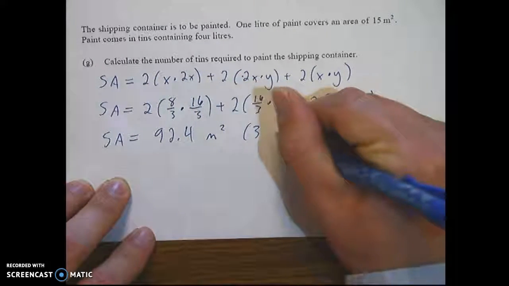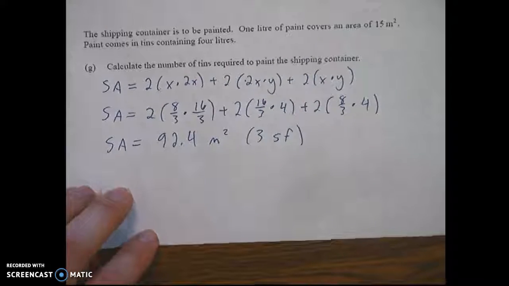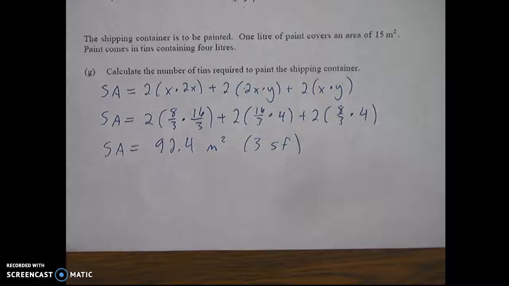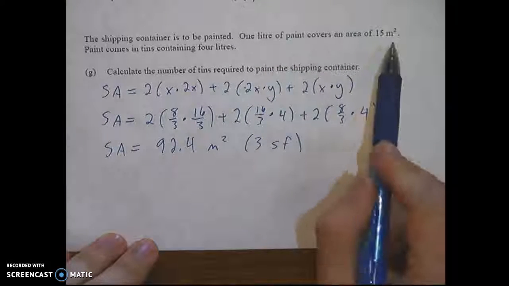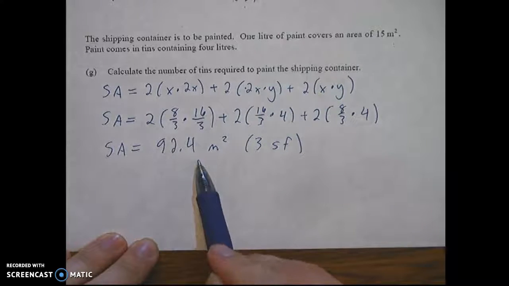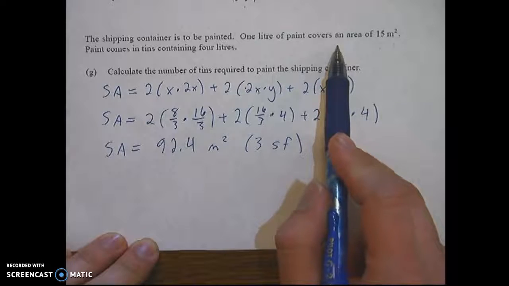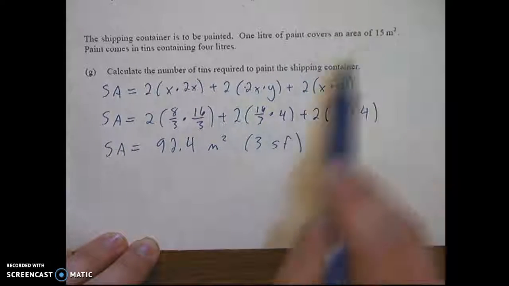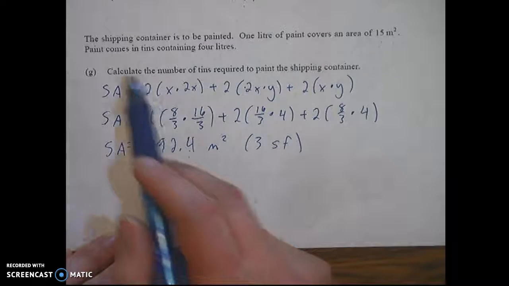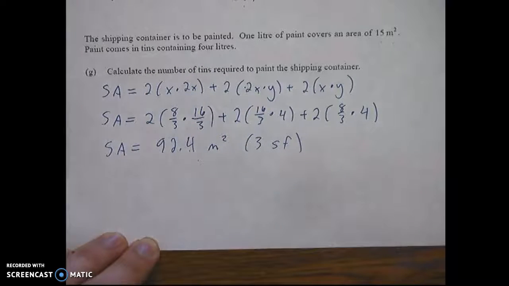And that's to 3 significant figures. So that just tells me the total surface area. That doesn't even answer the question. The question was, how many tins do we have to use to paint the shipping container? Well, 1 liter covers 15 of those, and 1 liter of paint covers 15, but the tin itself has 4 liters in it.